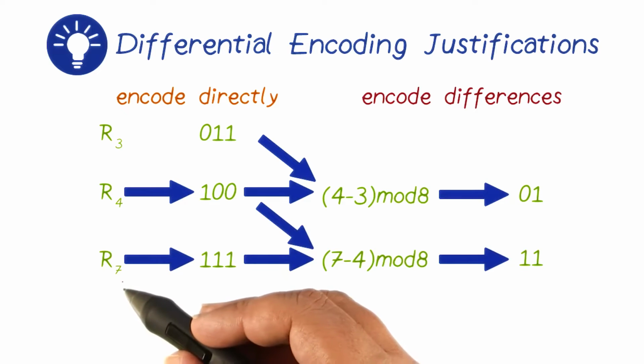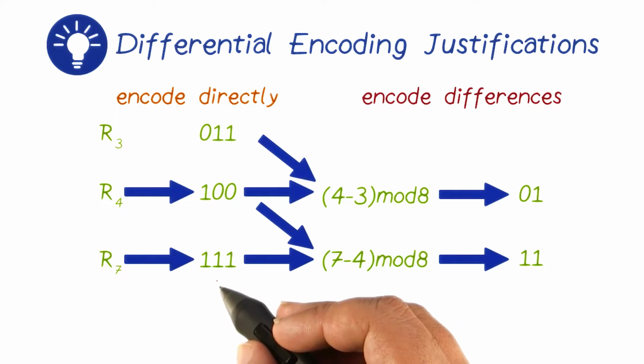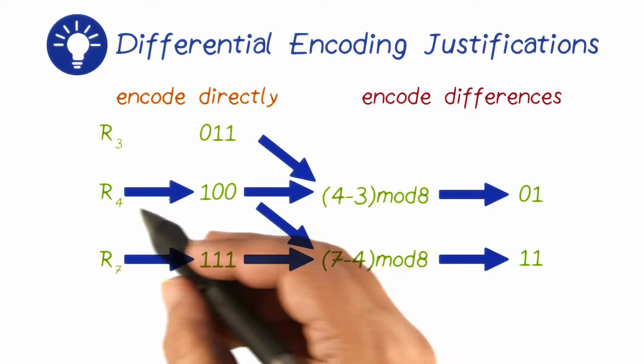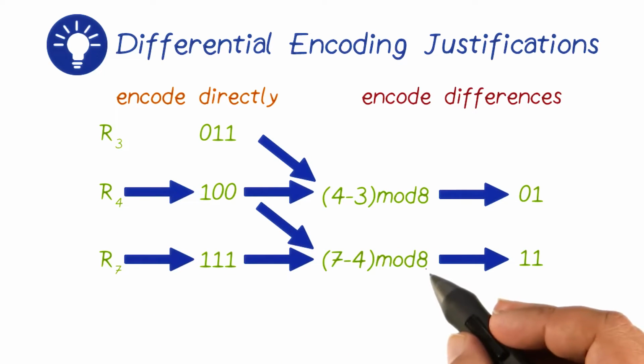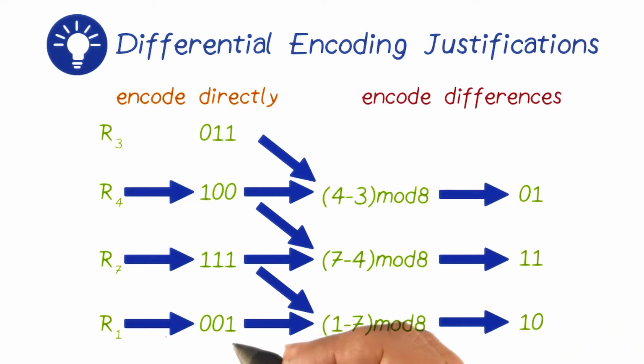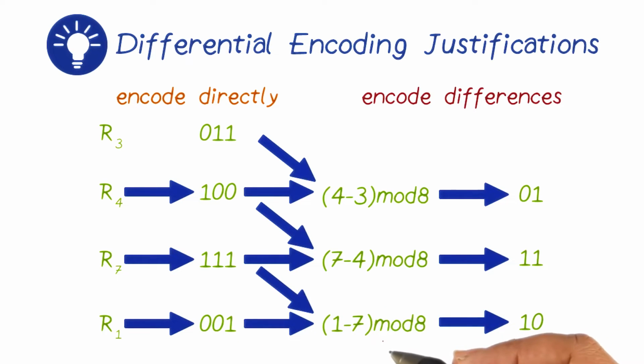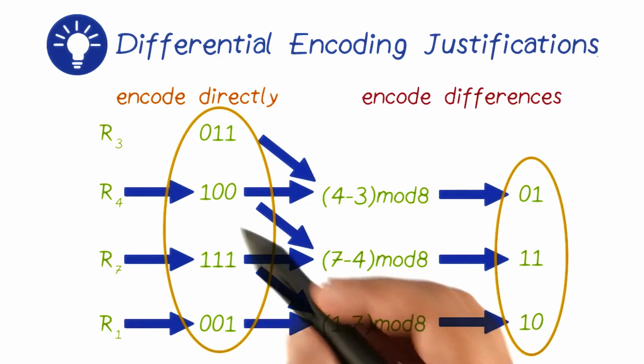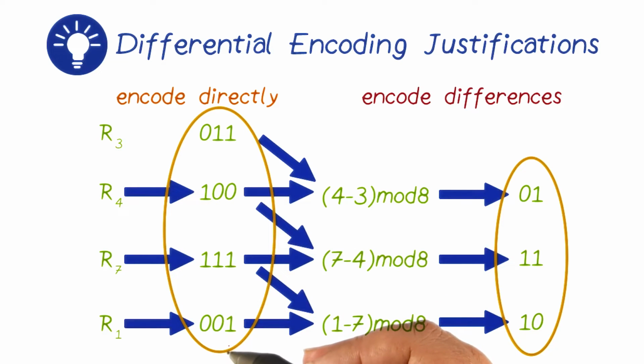Continuing the same process, if the next access is R7, we would have encoded it as 111 directly, but now we are encoding the difference between R4 and R7. The difference, 7 minus 4 modulo 8, happens to be equal to 3, and therefore we need only 2 bits, as 11. Lastly, if the access was R1, we would have encoded it as 001, but instead of encoding it that way, now we encode the difference, and under this modified modulo arithmetic, the difference is 2 here, and that is encoded as 10. So if you focus on the total number of bits needed, in the previous scheme, direct encoding needs 3 bits, here we need 2 bits.